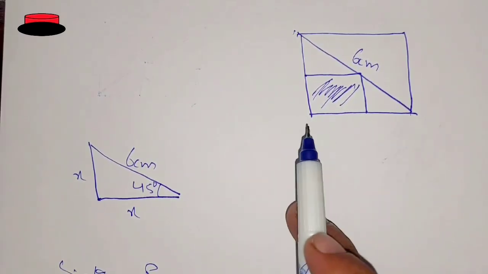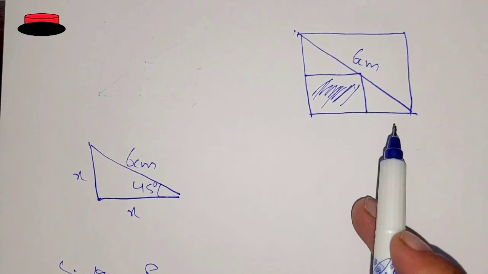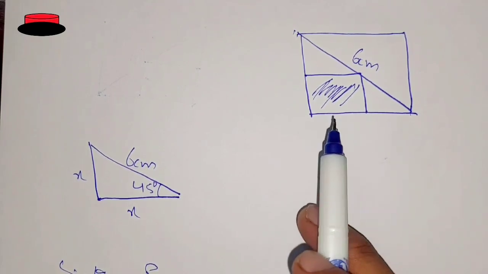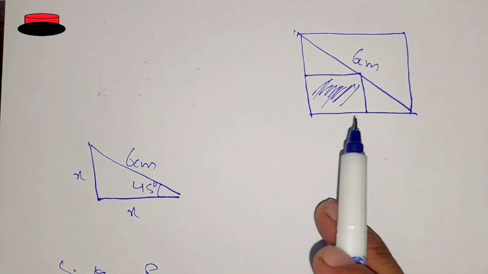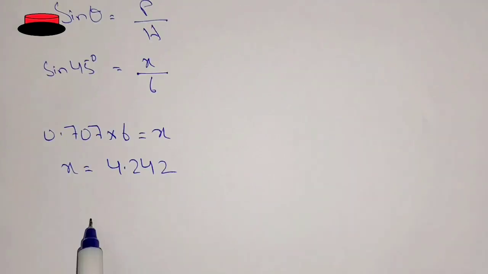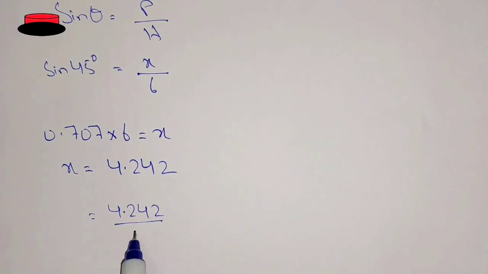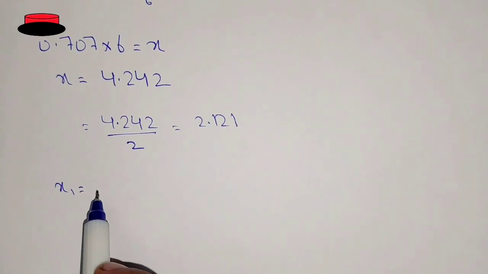But this is for the side of the complete square, the big square. But we want the side of the small square. So we can say 4.242 divided by 2, because it is half of that. So that will be 2.121. So this is the length of the small square.